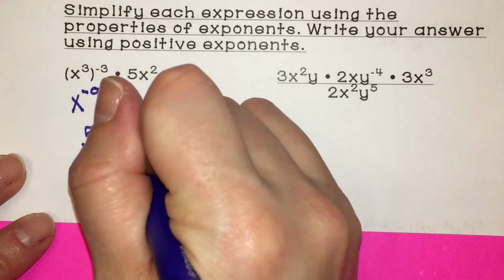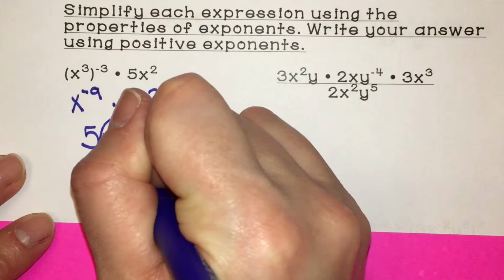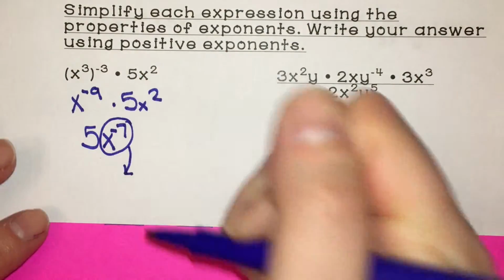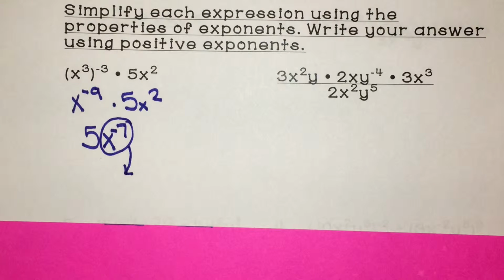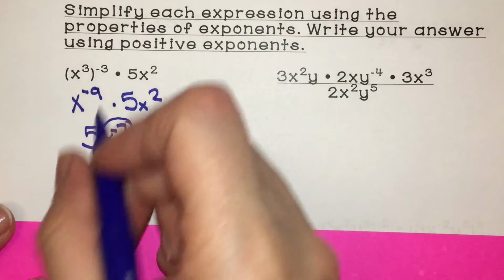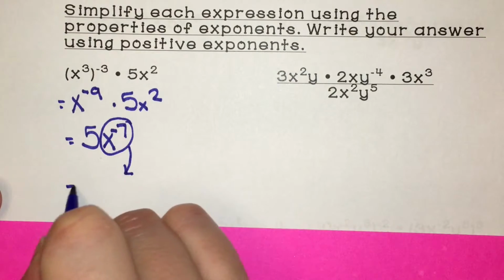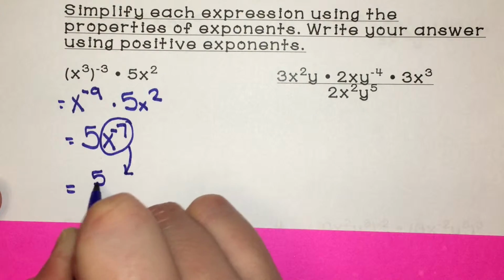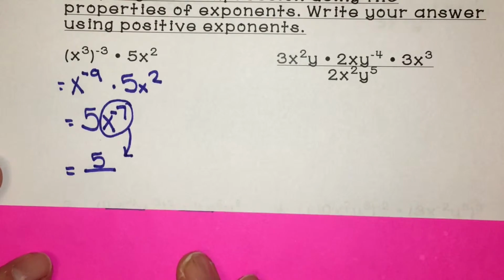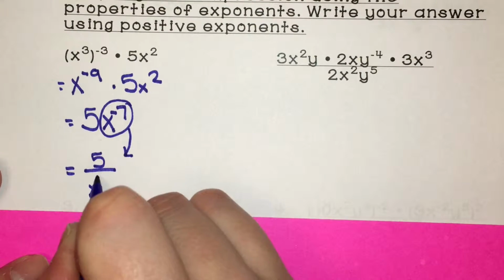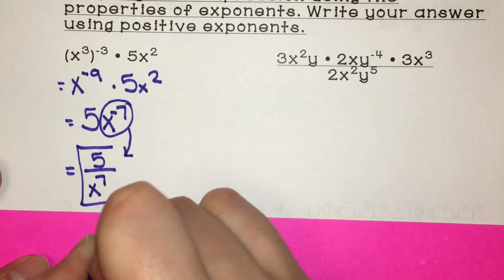But we can't have a negative exponent, so remember, moving it from the numerator to the denominator, or the reciprocal, would make the exponent positive. So we leave the 5 on top because its exponent's already positive. And we move x to the positive 7th to the bottom.